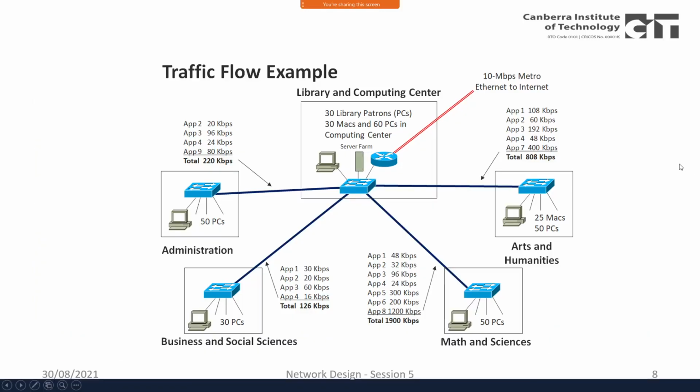This is a traffic flow example. It's just basically taking into consideration everything that we studied so far. Now, this network is basically separated based on the user communities. As we can see here, we have a few user communities. We have administration user community, business and social sciences, math and sciences. We also do have arts and humanities, and we have library patrons. We have 30 Macs and 60 PCs, the amount of PCs on every single one of the user communities as well. Okay. Now, once we determine the user communities, we can also determine where the data stores are.